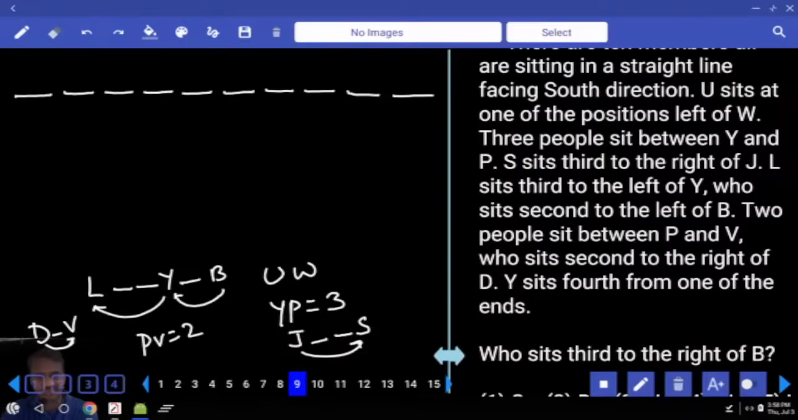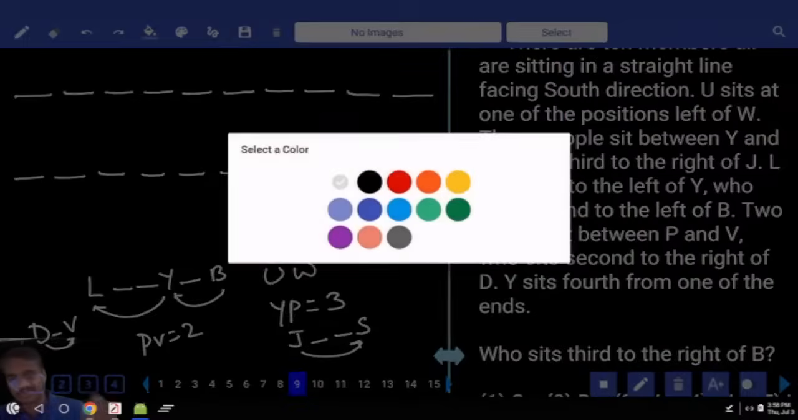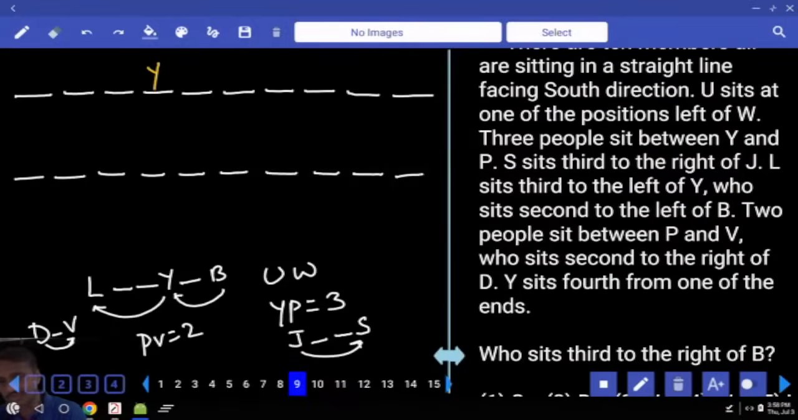V sits second to the right of D. Y sits fourth from one of the extremes. How many possibilities do we have? 5, 6, 7, 8, 9, 10. Now there are 2 possibilities. Y can be fourth from the left extreme, or Y can be fourth from the right extreme.